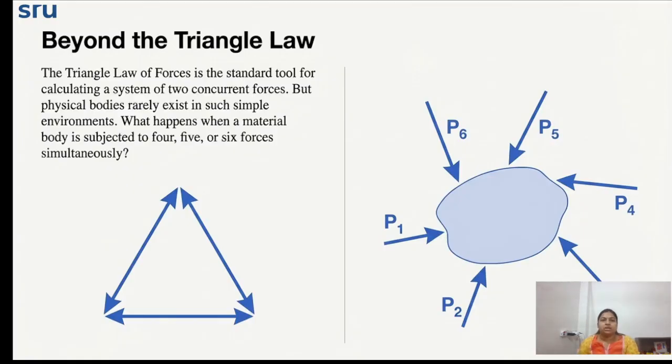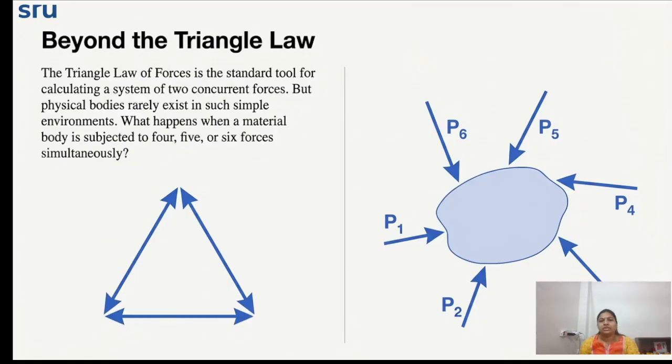We know that when two forces act side by side and form a triangle, we find out the resultant force using the triangle law of force. So this polygon law is basically an extension of the triangle law.